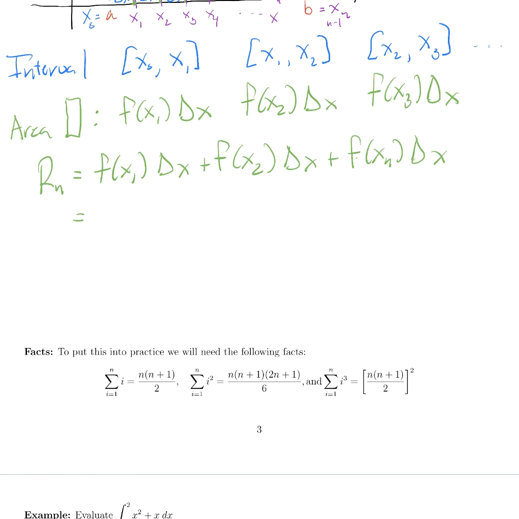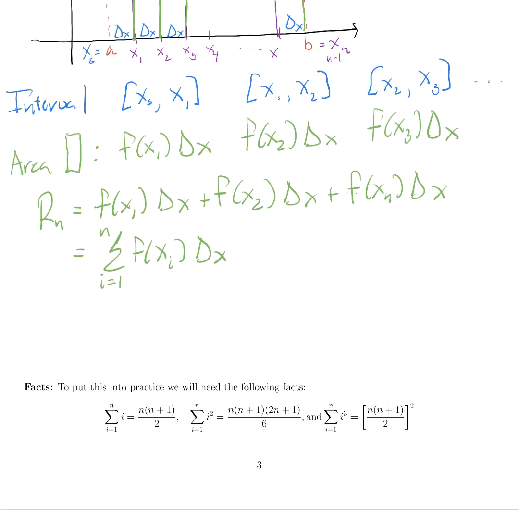I can even write it as a sum. It looks like the sum, we're indexing 1, 2, all the way up to n, so i equals 1 to n of f of x sub i times delta x. Okay, now the question is, can we simplify that f of x sub i? Delta x, we know it's just b minus a over n, whatever those are. Can we simplify that f of x sub i? And it turns out we can.